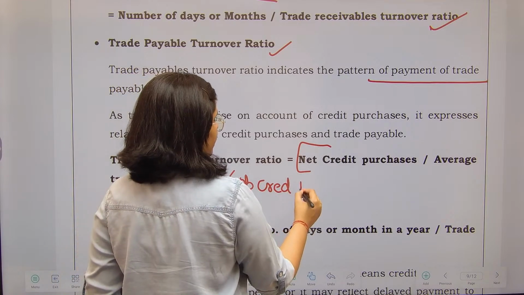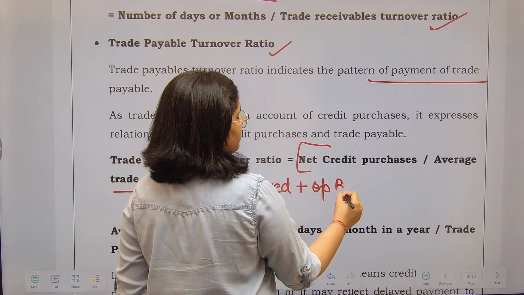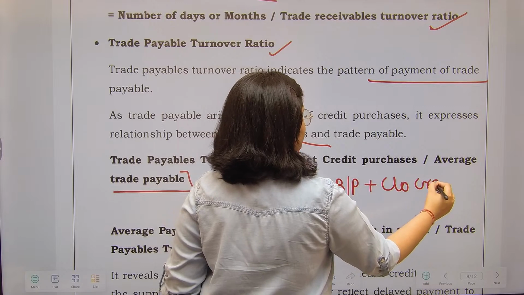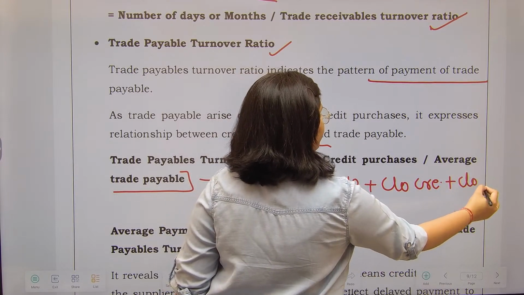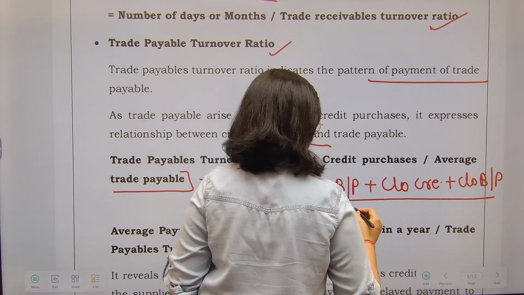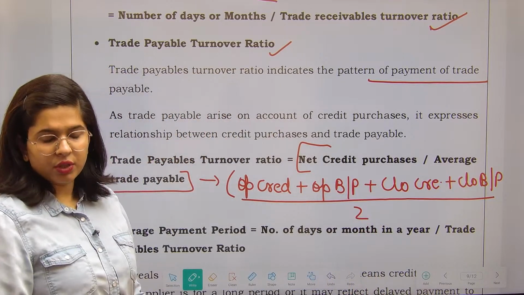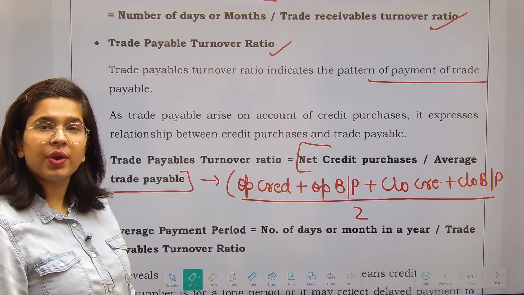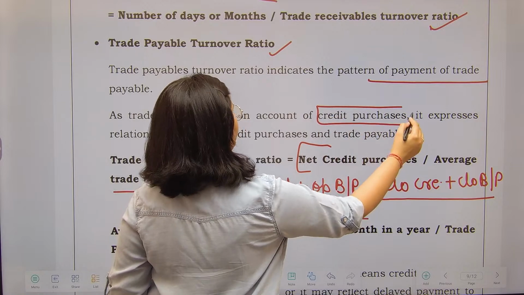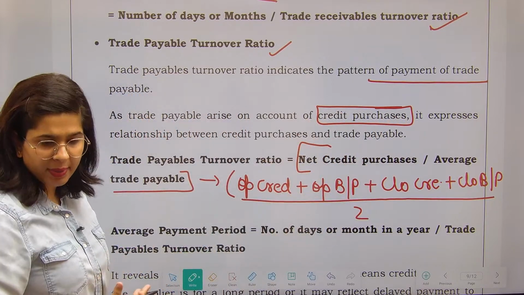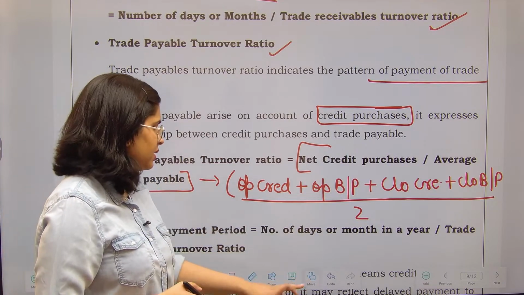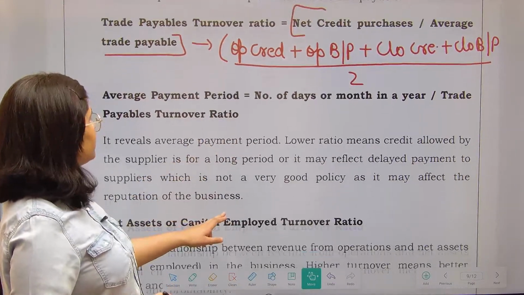Opening creditors plus opening bills payable plus closing creditors plus closing bills payable, divided by 2. So this is how we calculate the average trade payables. Now you see, trade payables arise on credit purchases, because we are purchasing something on credit. That is why these trade payables are arising, and when we calculate the ratio, we will be using the credit purchases. Fine.